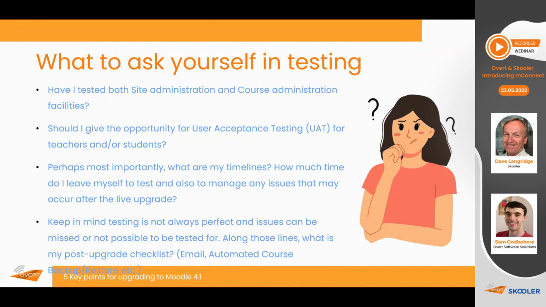So it's definitely a good idea to try and get the testing done over the summer period and ideally get Moodle upgraded before that September rush period, and give yourself some time in between the end of the summer and September to look at what might have been missed during testing, because it's always important to keep a contingency that testing is not always going to be perfect. So you might see that some issues were missed or weren't possible to be tested for.